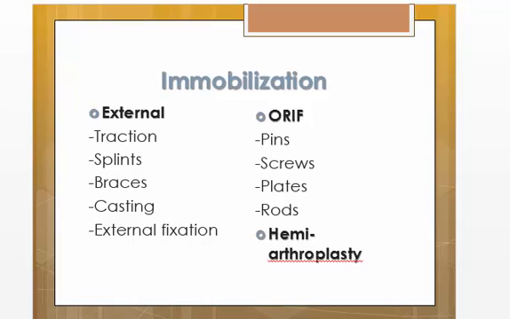Also then, an open reduction, internal fixation, is when a surgical incision is made and the bone is manually aligned and then kept in place with plates, screws, pins, and or rods. After the bone heals, the hardware may or may not be removed depending on the location and the type of hardware. Another option for immobilization is a hemiarthroplasty, which is a replacement of the femoral head with a prosthesis. This is similar to a total hip replacement, but it only replaces the ball portion of the hip joint, not the socket, as is replaced in the total hip replacement.